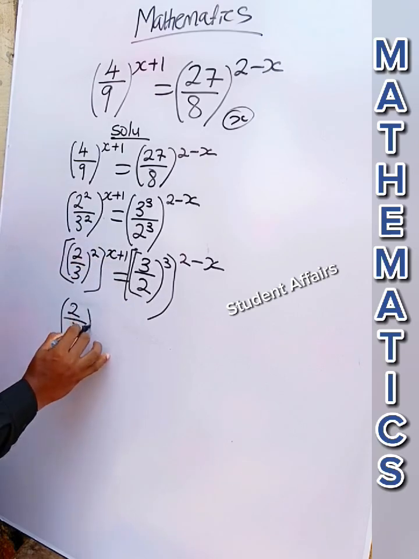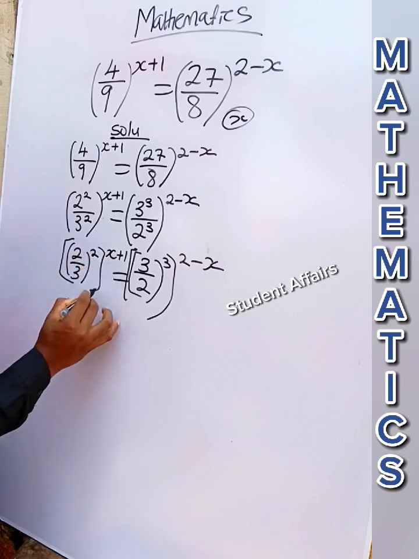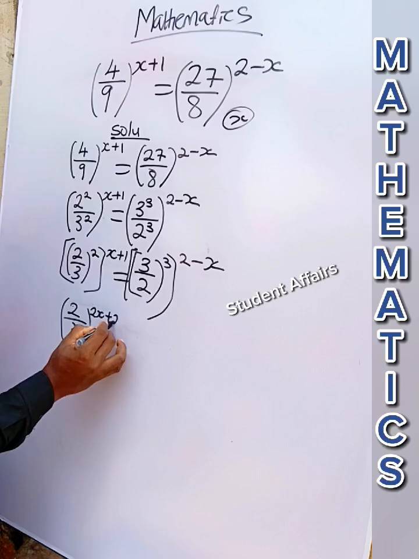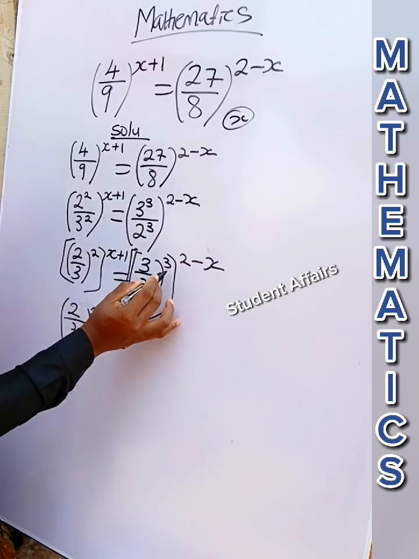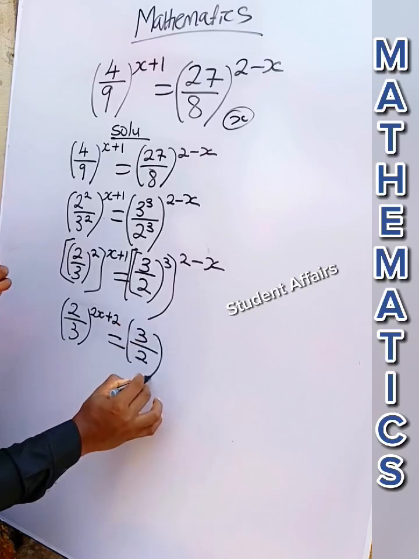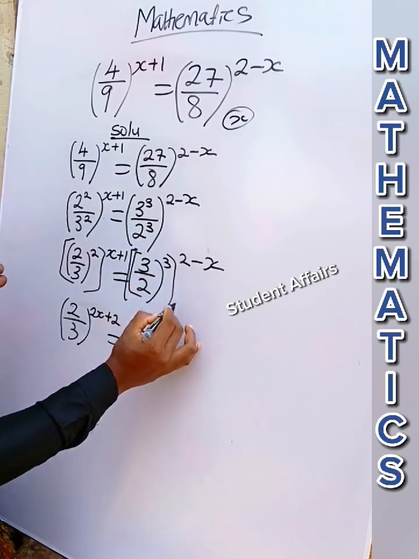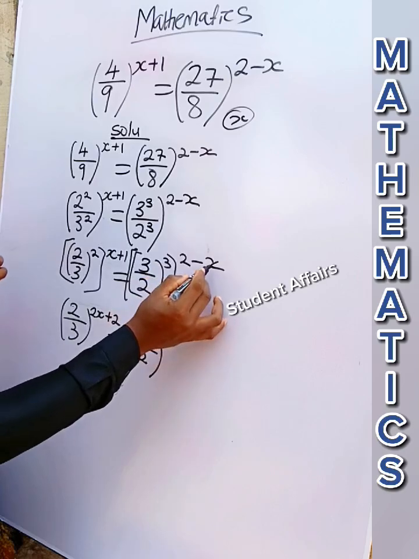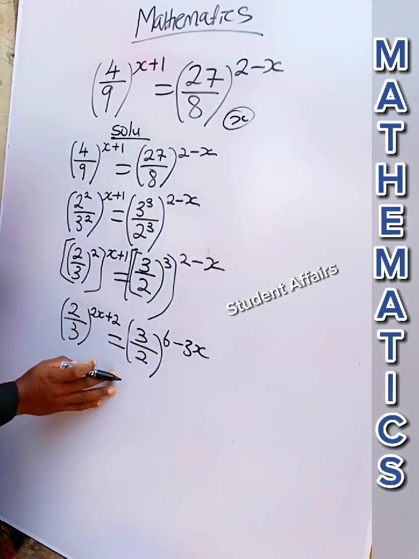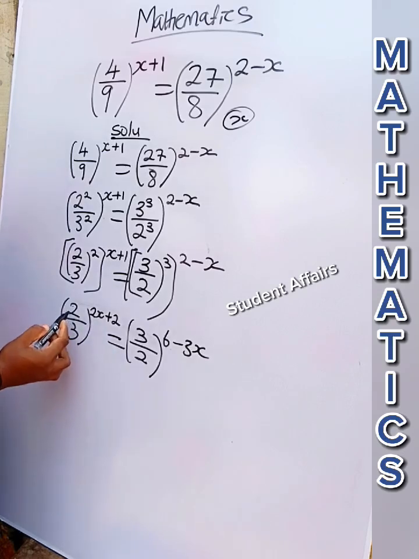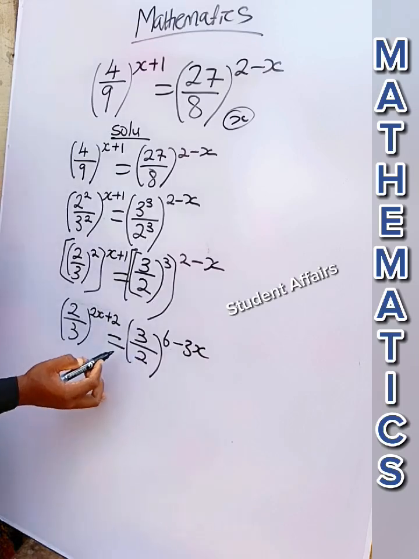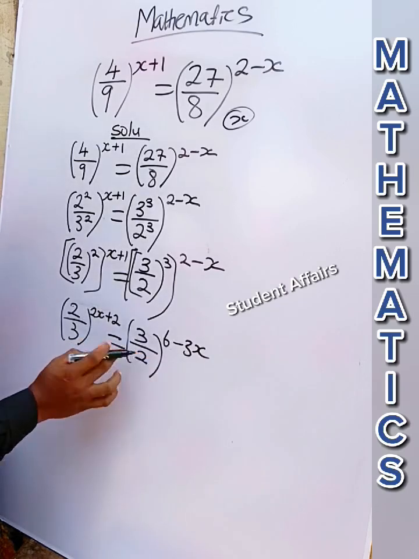So we now have all raised to power 2 multiply x is 2x, 2 multiply 1 is 2, equals the same thing here. (3 over 2) all raised to power 3 times 2 gives you 6, 3 times minus x gives you minus 3x. If you look carefully, the base here is 2 over 3. The base here is 3 over 2. All right. We are going to convert this to have the same base.